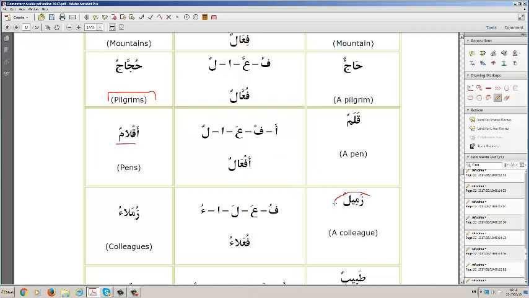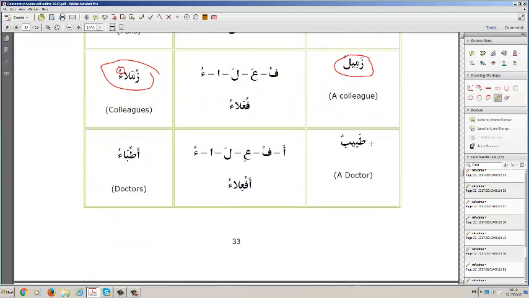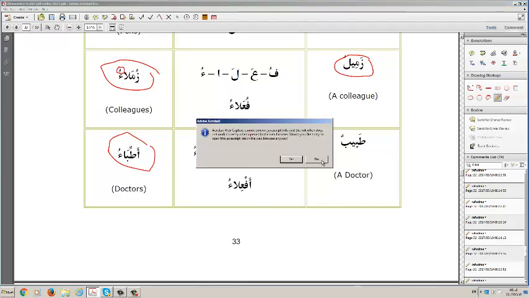Zamilun is another pattern, another word meaning a colleague, zumala'u, and this is a diptote, not zumala'un. You often find that some broken plurals are actually diptotes, and so you have zumala'u, and it's patterned on fu'ala'u. And finally you have tabibun, which means a doctor, and the pattern here, it's another diptote, it's atibba'un. Okay? And its pattern is af'ila'un.